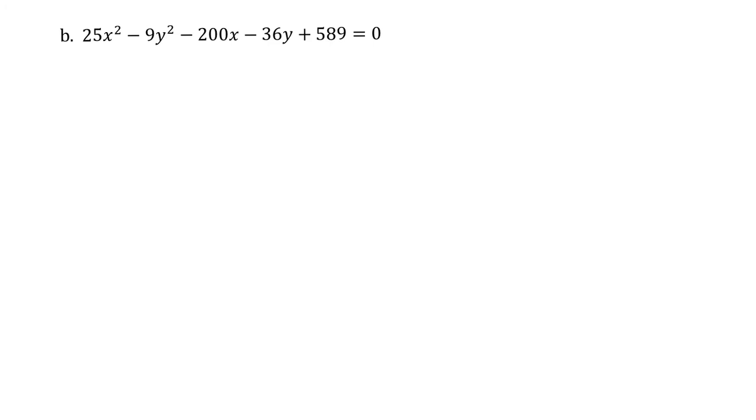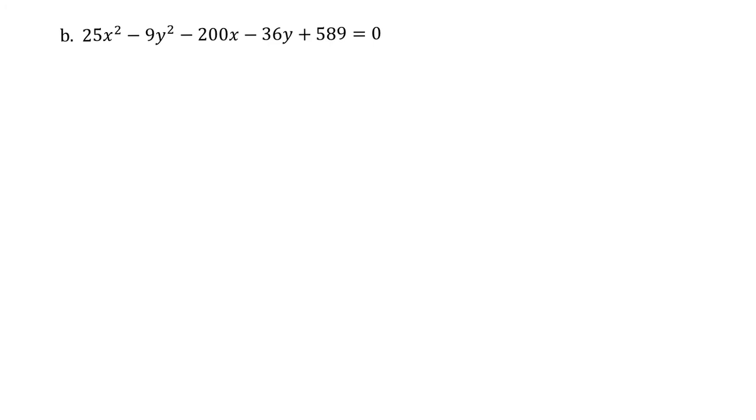Before I even start though, I'm going to think about which shape it's going to be. I see there's a 25x squared and a minus 9y squared. Since both the x and y are squared, this could be a circle, an ellipse, or a hyperbola. Because this one's a positive 25x squared and this is a negative on the y squared, they have opposite signs, which makes it a hyperbola. I'm going to go ahead and solve this just like I did with the ellipse.